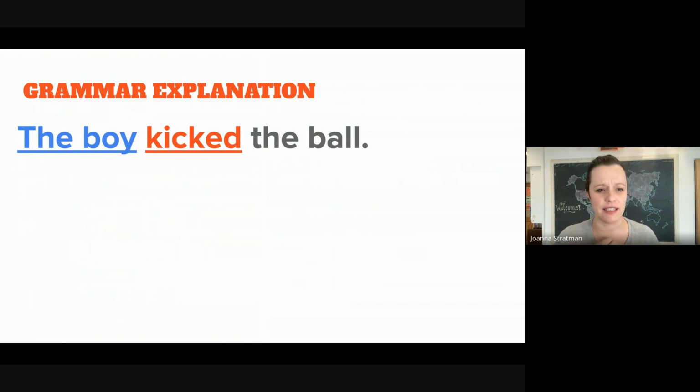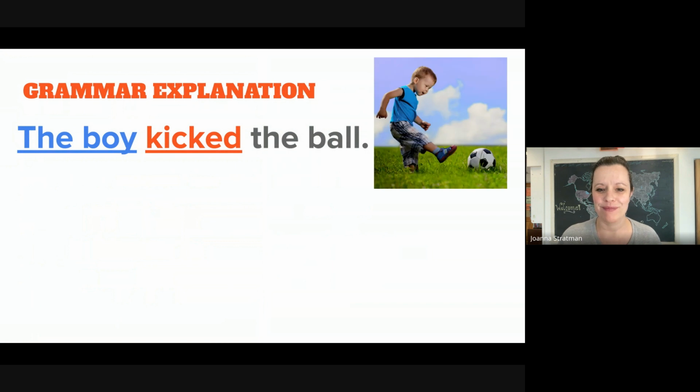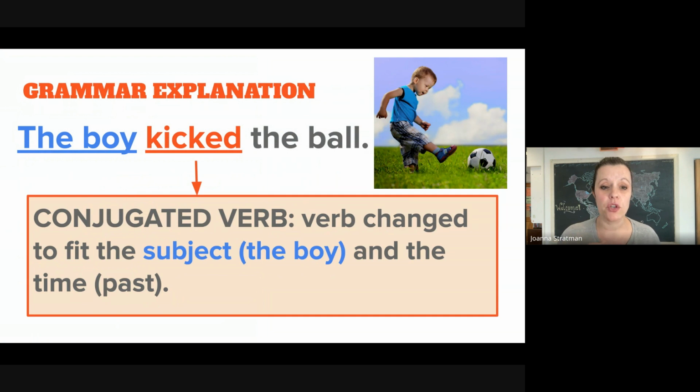Let's look at this sentence. The boy kicked the ball. In this sentence, we have kicked. Kicked is the conjugated verb. And this means this is the verb that we changed to fit the subject, which is the boy, and the time, which is the past. So in this sentence, we only have one verb. We only have one action, and that's kicked. So the first verb in the sentence, or the only verb in the sentence, is called the conjugated verb.